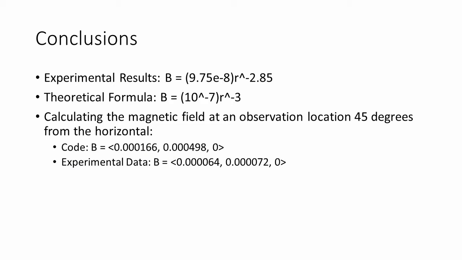Comparing my results to the experimental formula, my value for n, negative 2.85, was close but still had an error of 5%. My value for k was close with an error of 2.5%. However, my results for the magnetic field at an observation location of 45 degrees from the horizontal generated by my code differed greatly from the values I acquired experimentally.